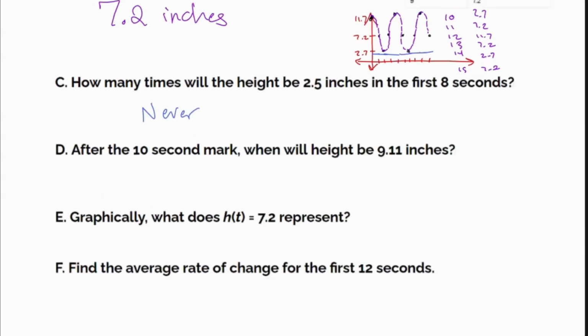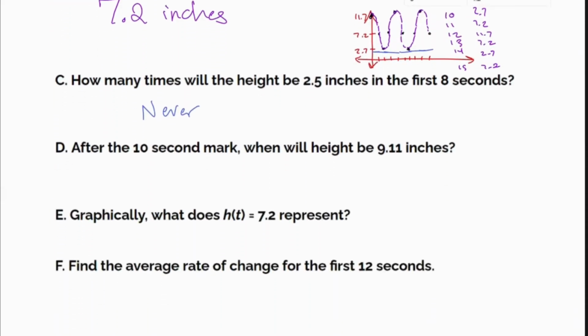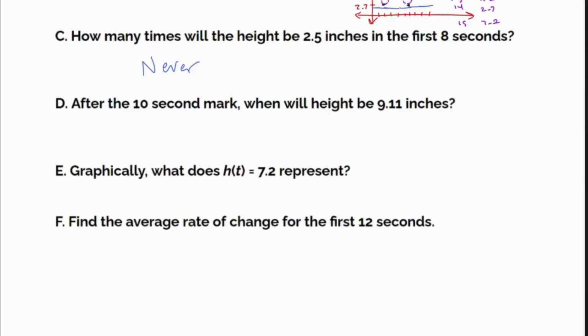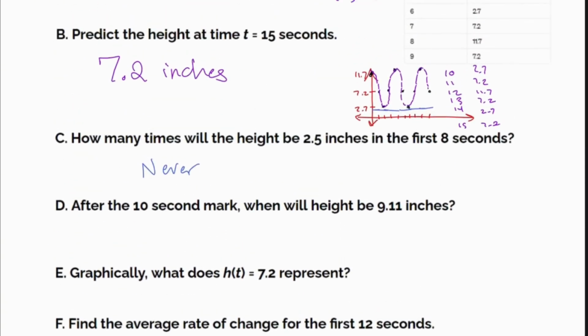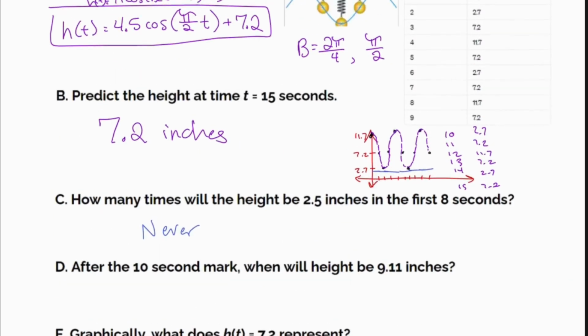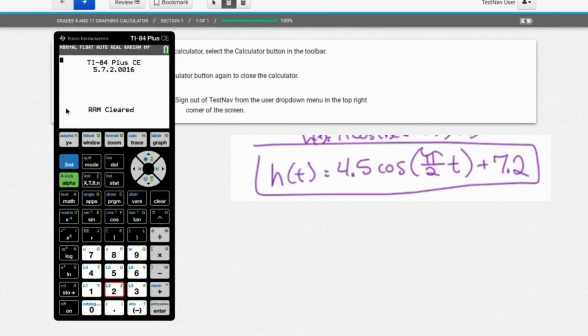Oh, more? Okay. So I do need my calculator. Oh, I don't want to use it. After the 10-second mark, is that the only time? I'm going to need it for D and F. All right, so let's go to our calculator. We'll type that guy in and answer a few questions. I don't like it, but I have no choice.